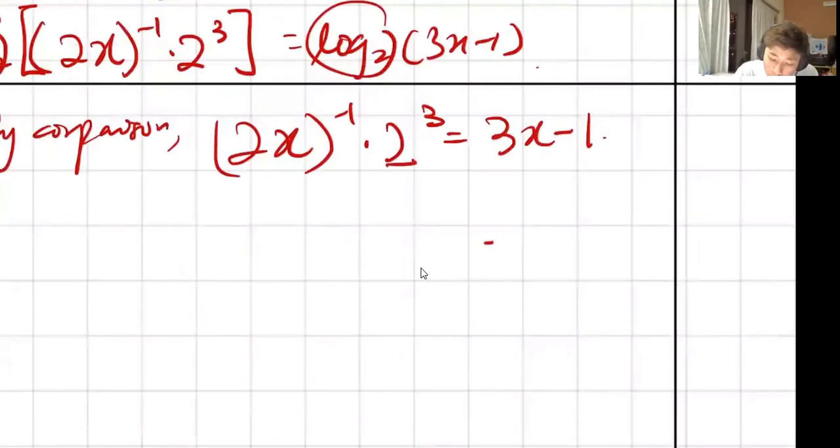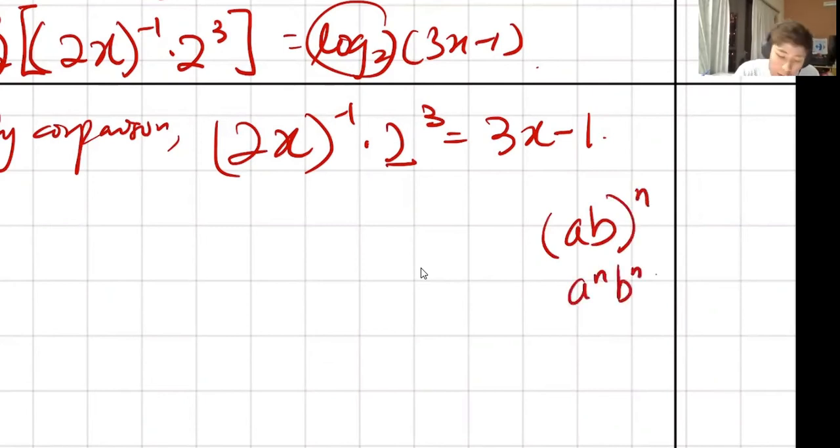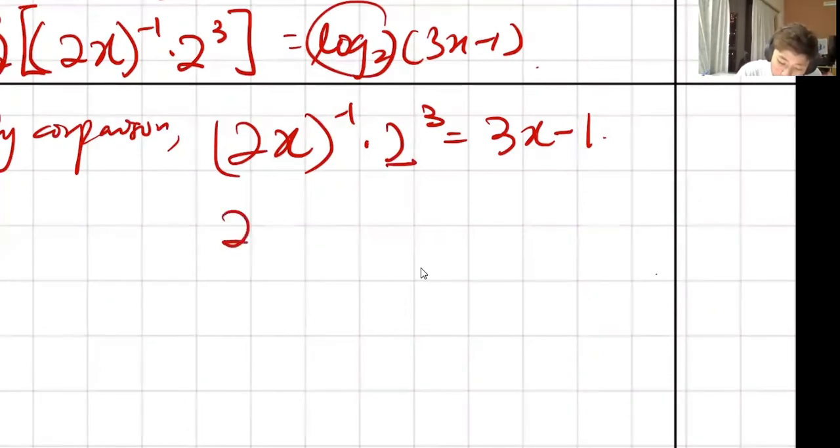So now what you can do is break everything up first. You try to expand everything, then you try to solve. Expand this one. Remember we learned in the law of indices, when you have ab to the power of n, it's actually a^n b^n. So if I want to expand this bracket, I multiply the power by each term inside. This is also something you can do: 2 to the power of -1 times x to the power of -1 times 2 to the power of 3 equals 3x minus 1.